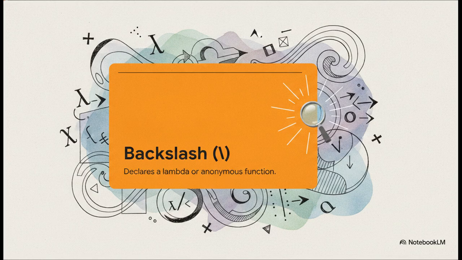Take the backslash. It simply declares a lambda, which is just an anonymous function. Think of it as a quick throwaway function that doesn't even need a formal name because you're only using it right here, right now, to process the specific result.